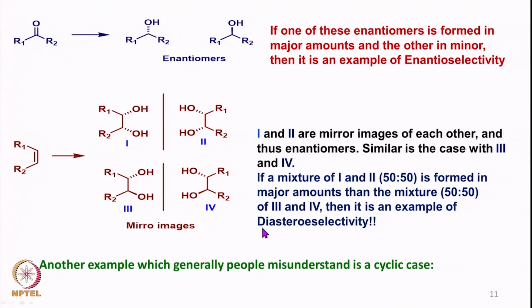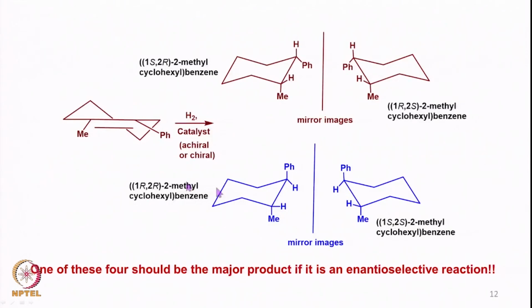In a similar fashion, if we do the hydrogenation of this double bond, then we can get these 4 types of molecules, again cis or say trans hydrogenation. If one of these 4 is formed as a major product, then of course we will call that an enantioselective reaction and also a diastereoselective reaction.